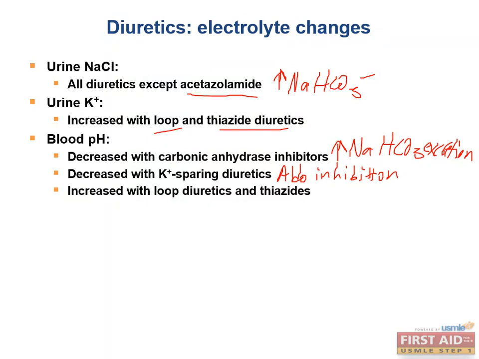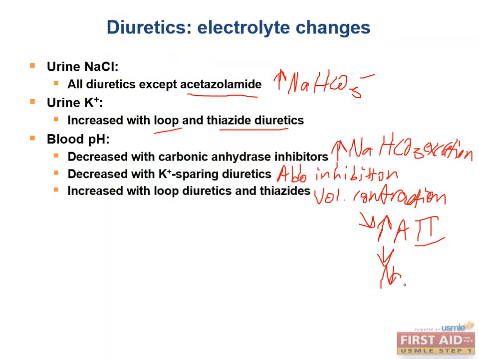Firstly, this is due to volume contraction, which is going to lead to increased angiotensin II levels, and that will activate the sodium hydrogen exchanger in the proximal tubule, and that's going to increase the excretion of hydrogen ions and therefore increase the blood pH, making it more alkaline. Secondly, potassium loss from the cells, because loop diuretics and thiazides will increase potassium excretion.